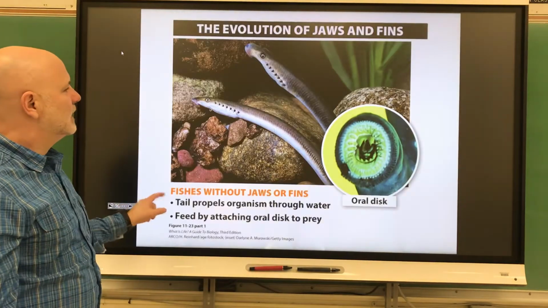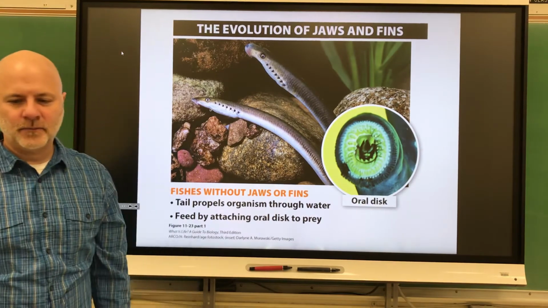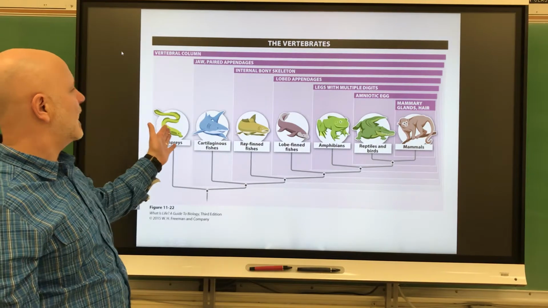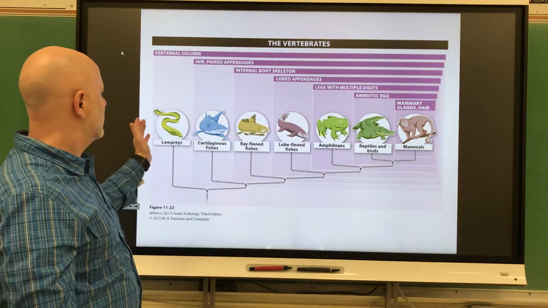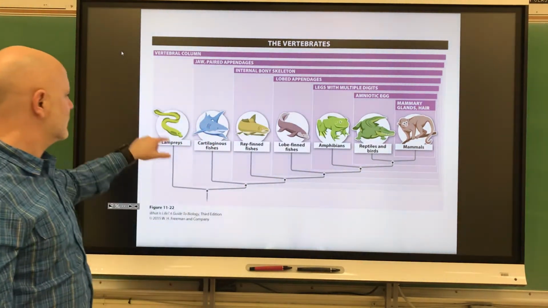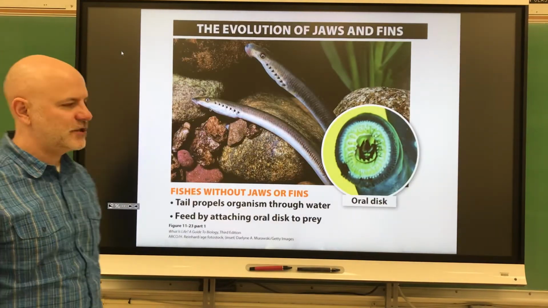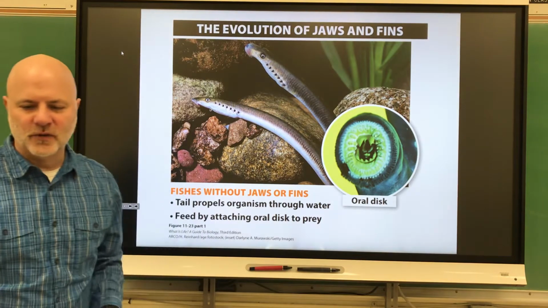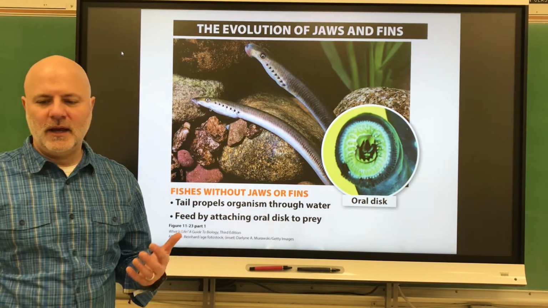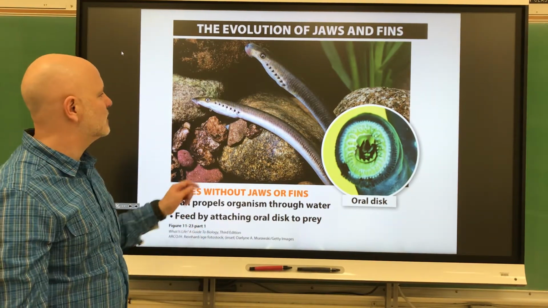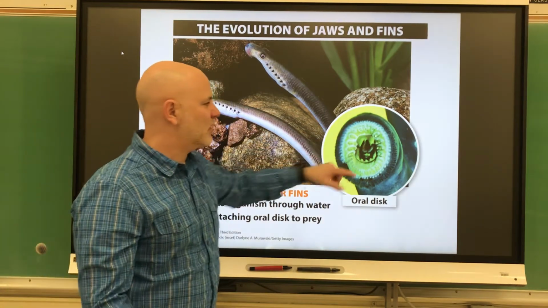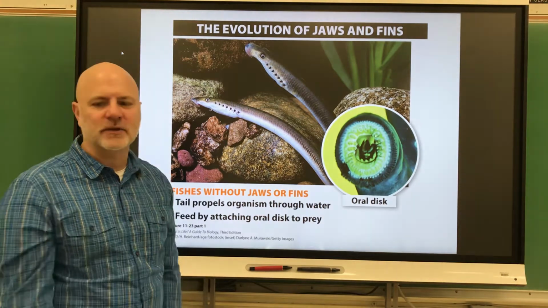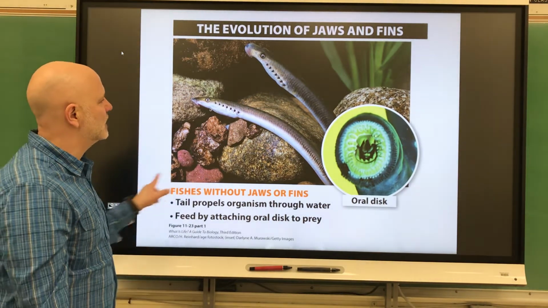So next are the vertebrates. Vertebrates are everything that has a vertebral column. So all these guys here. So we're starting off with the jawless fishes. All right. So they have a tail which moves them through the water, and they're going to feed by attaching mouth parts to their prey. So this is a mouth part, but there's no jaw. It's like a suction cup, or kind of like a plunger almost, the way they use it here.